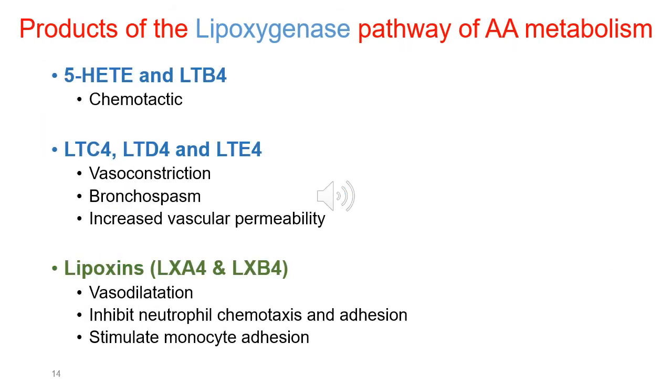On the other side, the products of the lipoxygenase pathway include the 5-HETEs, as we mentioned, and leukotriene B4, whose main action is chemotactic. The other leukotrienes induce vasoconstriction and bronchospasm as well as increased vascular permeability. That is why we said the antagonists for these leukotrienes are used to treat bronchial asthma. The lipoxins, lipoxin A4 and B4, cause vasodilatation, inhibit neutrophil chemotaxis and adhesion, and stimulate monocyte adhesion.